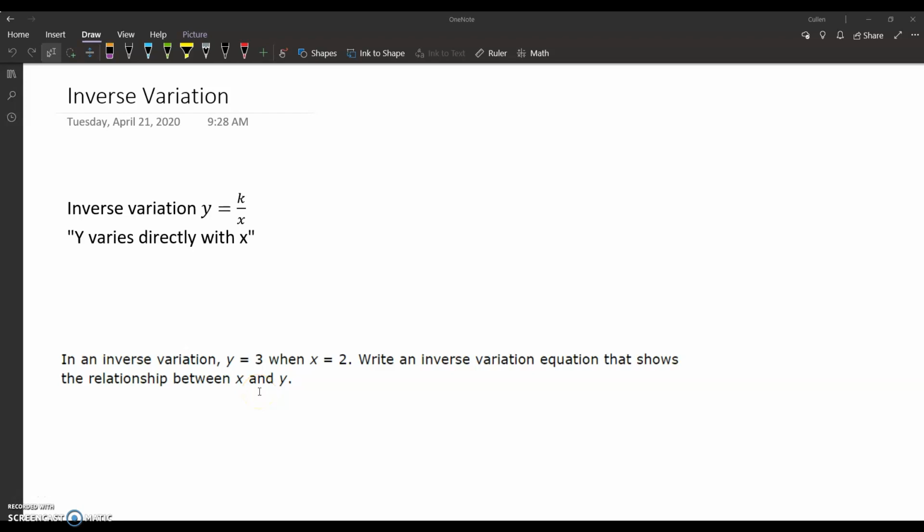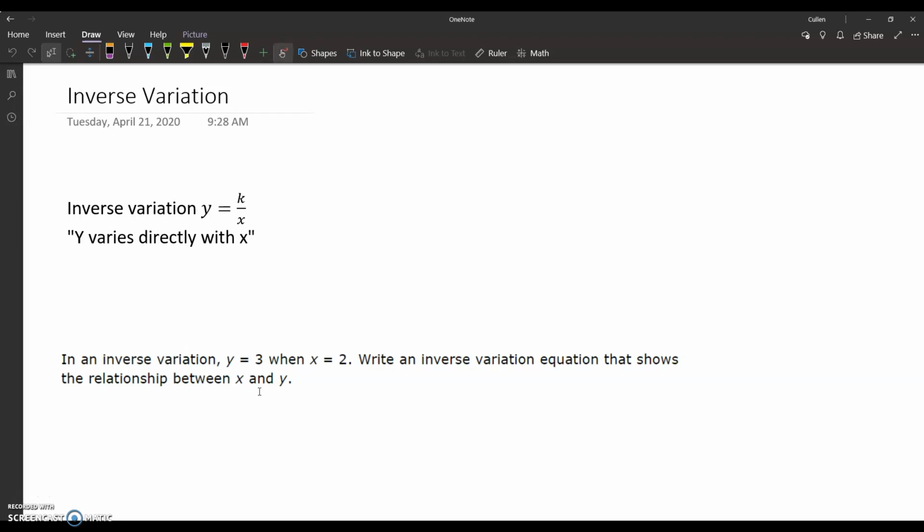This is Mr. Belk. I wanted to come make another video about variation. Today we're going to be talking about inverse variation. It shouldn't take too terribly long. What we're doing today is really similar to what we did last week about direct variation, with one slight difference.